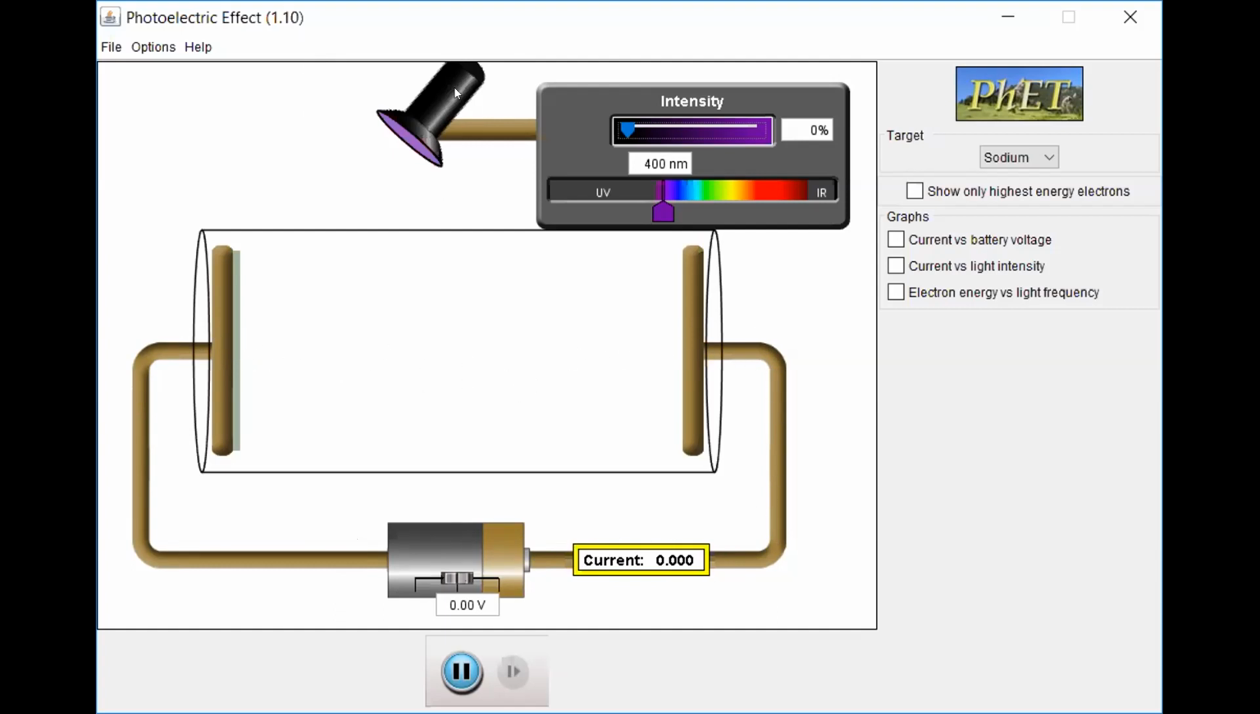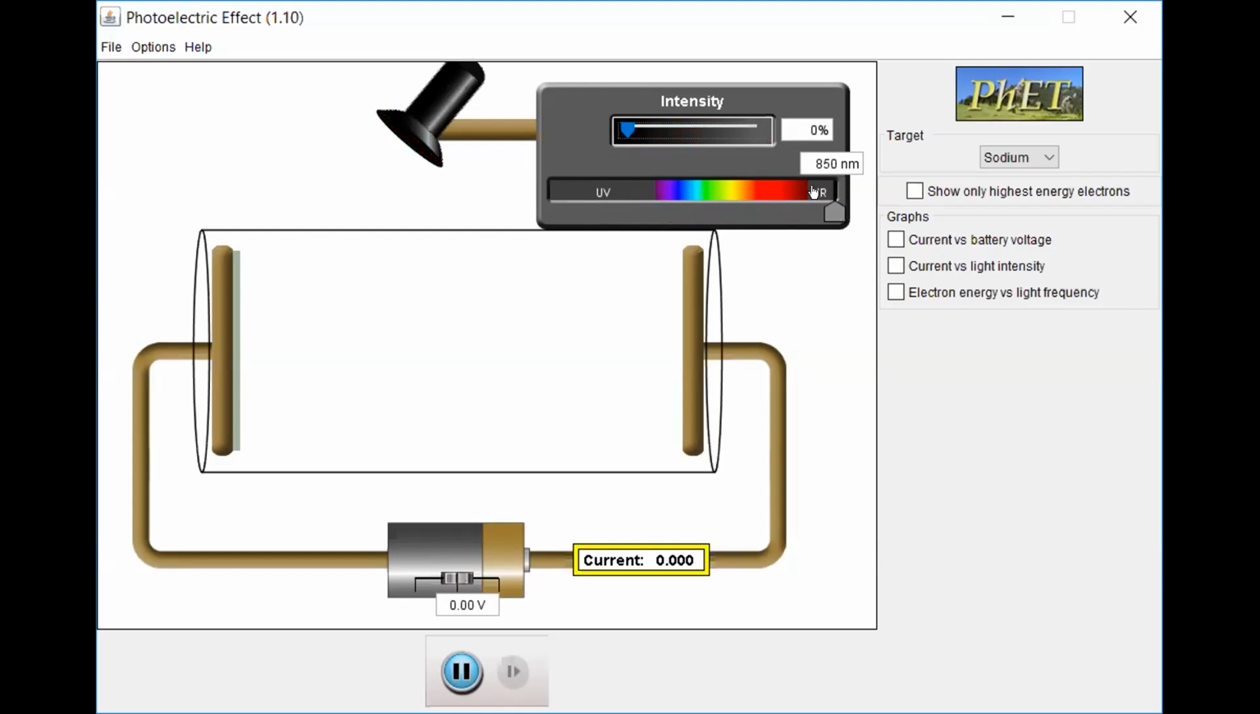Now, in the current setup, we have no current running through the wire, so there's a current of 0. We don't have the light on though. And so here's our light source. With our light source, we can adjust the color of the light or the frequency of the light. Higher frequencies are in the UV, with lower wavelengths. You'll see the wavelength changes. The wavelength, as I go from left to right, increases as we go out to the IR.